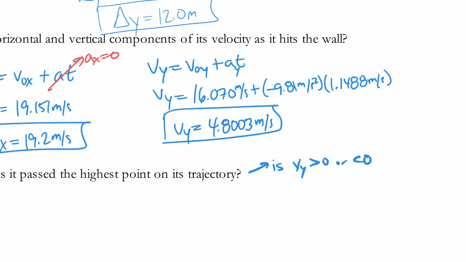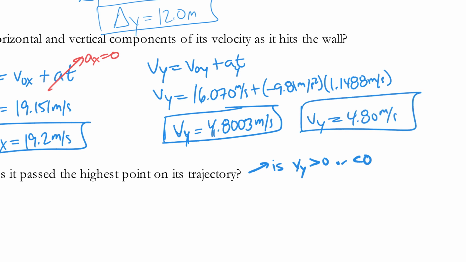Oh, I didn't mean to box that. Let's see, can I erase that? I cannot. Well, what do you do? Okay, pretend that box isn't there. Vy equals 4.80 meters per second. Okay, good. All right, so let's go down here.